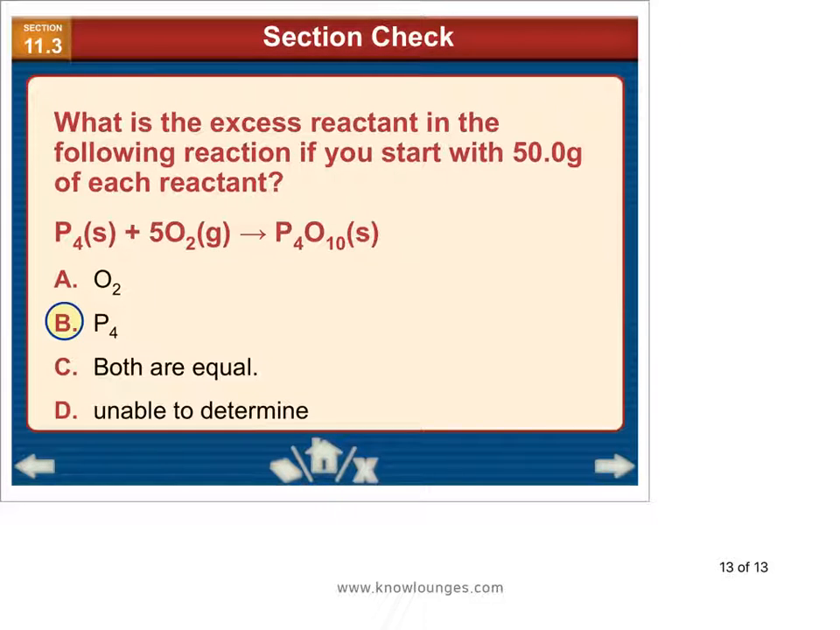Excess reactant: in this one, we start with 50 grams of each reactant. So here we would have to change both of them to moles. We'd change 50 grams of phosphorus to moles. We would change 50 grams of oxygen to moles. And then doing a little comparison, it ends up being that the phosphorus is the limiting reactant. This question, we'll do a lot of examples like this in class, so for right now, not a big deal if you don't understand it.